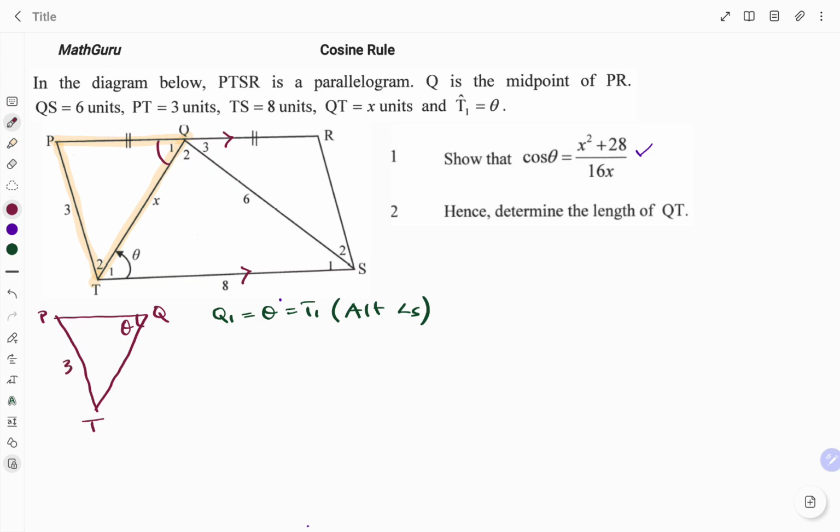The line PT is 3 units. I have the line QT has been given as x. So therefore, to find cos theta, I've also been told that the line PQ is equal to the line QR. We know that opposite sides of a parallelogram are equal, so what that means is the total distance PR is also 8. So therefore, I have also the side PQ is half of the side ST, which is half of 8.